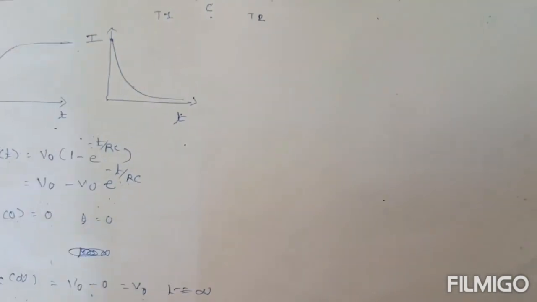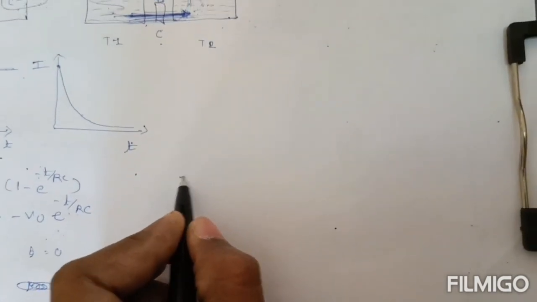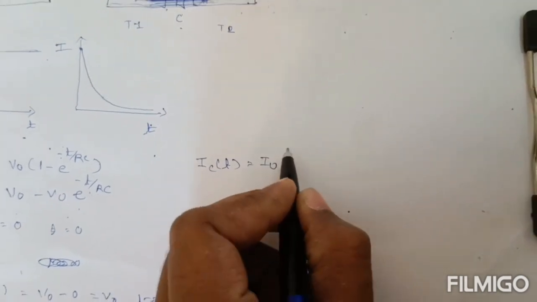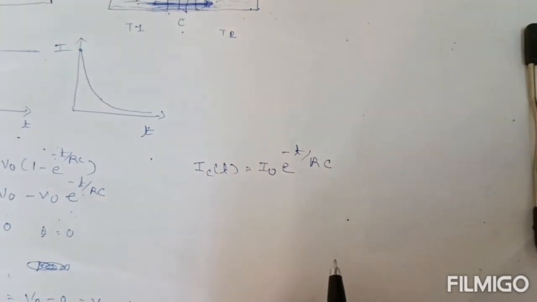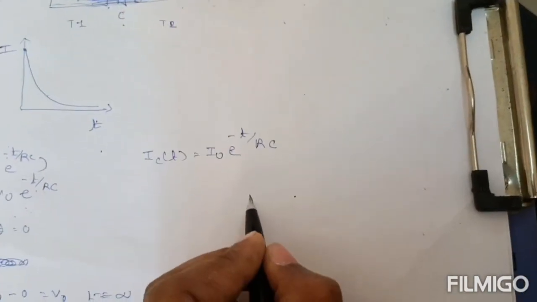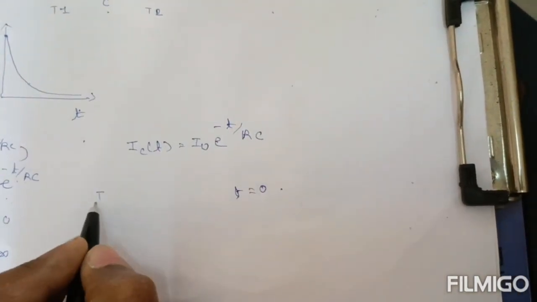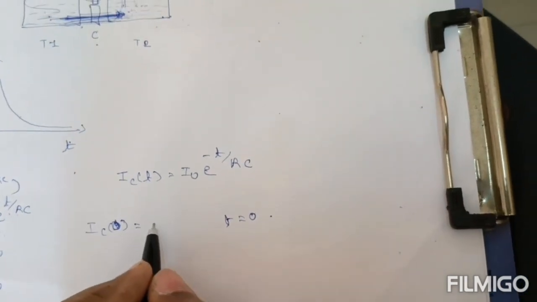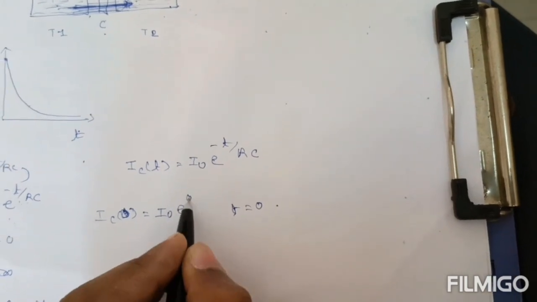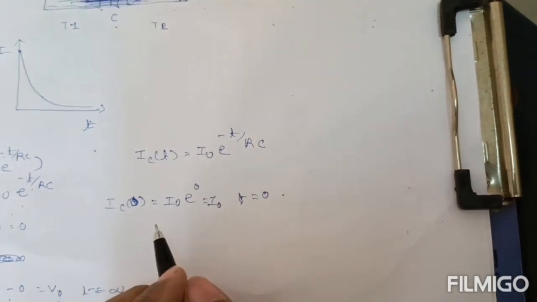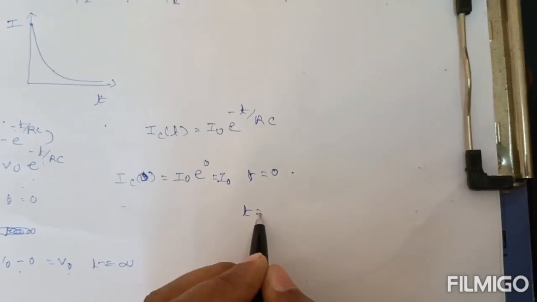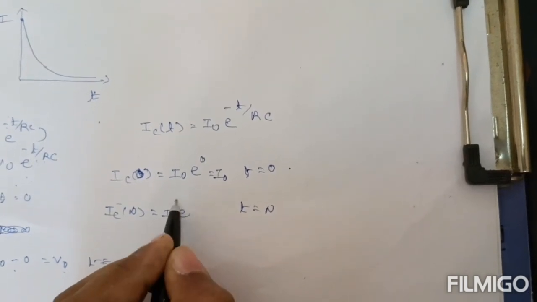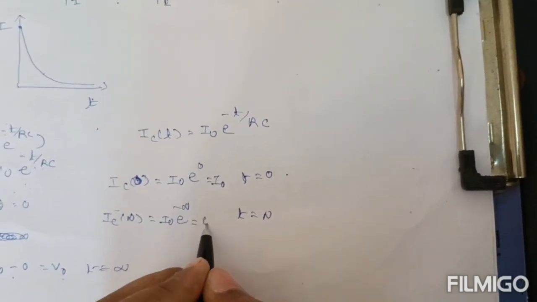Okay, now what is the current through the capacitor? I say IC of t is equal to I0 e raised to minus t divided by RC. Similarly, I put t is equal to 0. So at t is equal to 0, the current through the capacitor IC of 0 will be I0 into e raised to 0, that is equal to 1. So that is I0, that is the maximum current. And at t is equal to infinite, I0 into e raised to minus infinite, which is 0, so that will become 0.